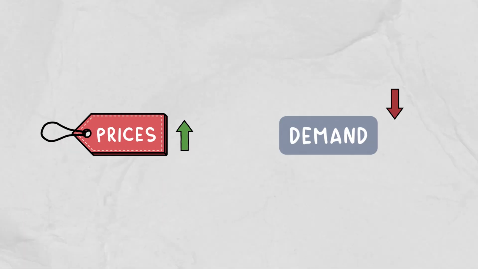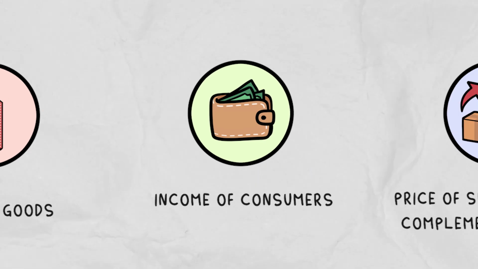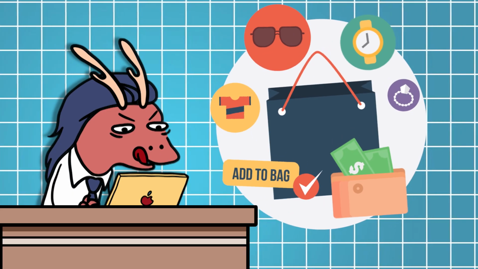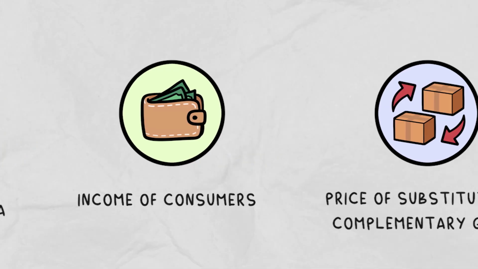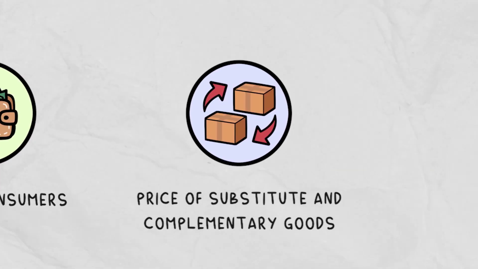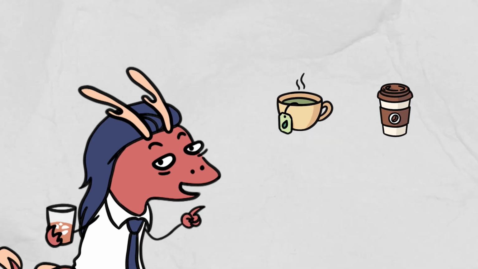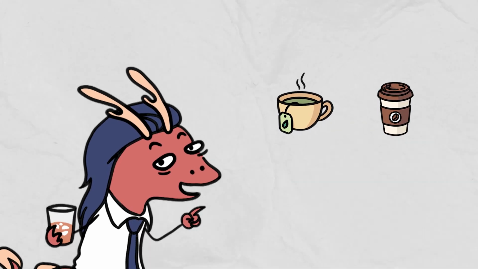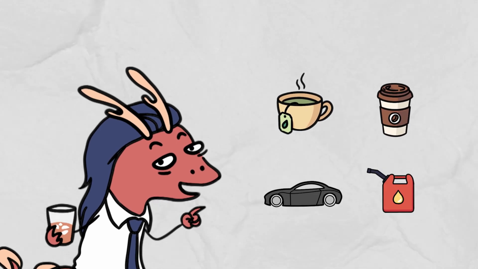Generally, when prices rise, demand falls. Conversely, when prices fall, demand increases. This is called the law of demand. Income of consumers. When income increases, consumers tend to buy more, thus increasing demand. Price of substitute and complementary goods. The price of substitute goods like tea and coffee, where you can choose either, or complementary goods like cars and gasoline, where you need both, can also affect demand for a good.